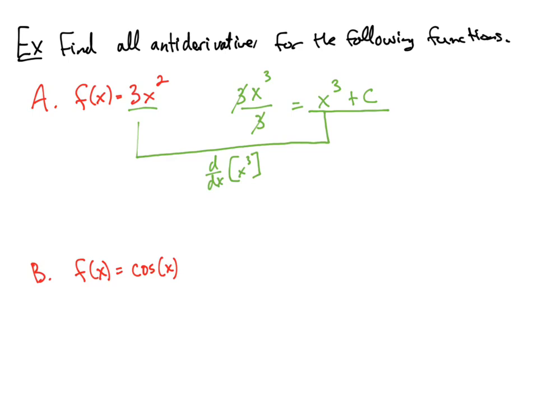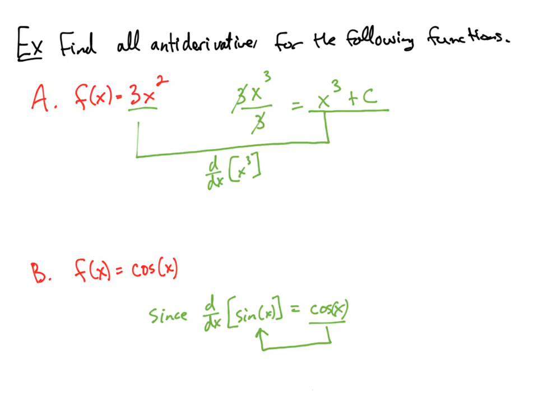All right, next let's look at f of x is equal to cosine of x. Since the derivative of sine of x is equal to cosine of x, if we want the antiderivative of cosine of x, we want to go backwards like this. So we're going to end up with sine of x.